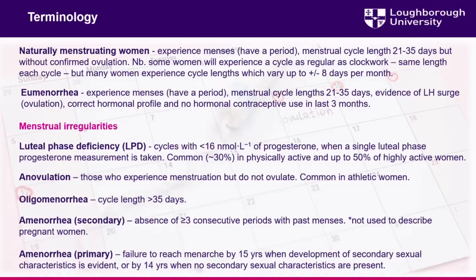So one of the menstrual irregularities that you may come across is something called luteal phase deficiency, or LPD. And this is in menstrual cycles where the rise in progesterone that we see in the luteal phase is less than 16 nanomolar in concentration. This is important because this is a marker of the ability for someone to sustain the endometrium lining and sustain a healthy pregnancy. So it's a marker of menstrual health.